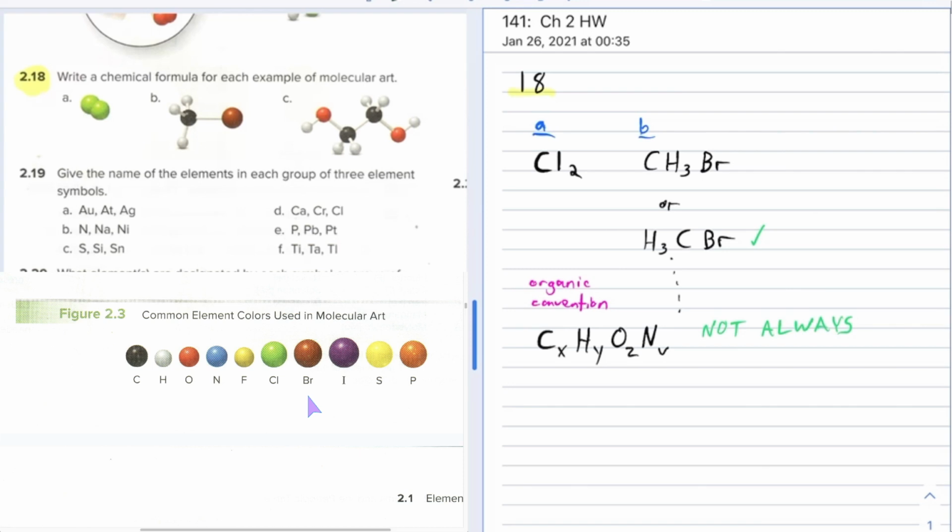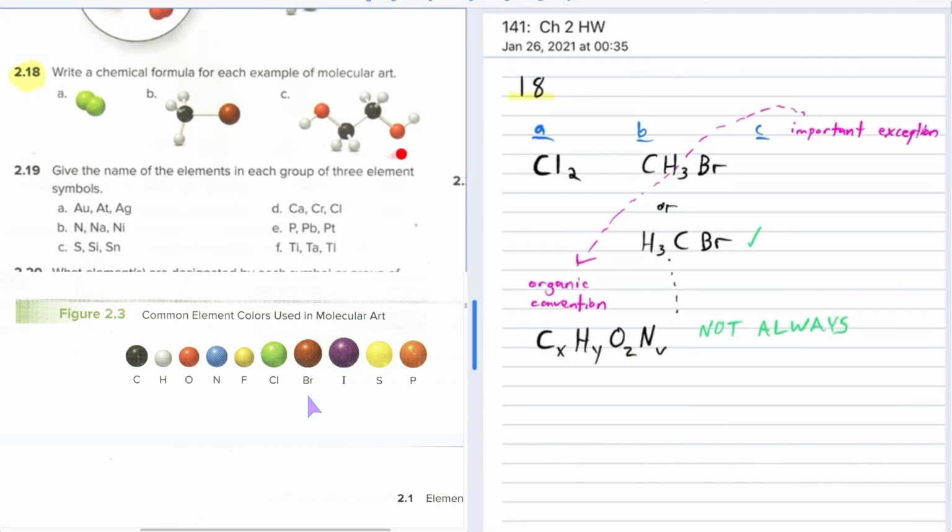However, there is one exception that is important. So C illustrates that exception. I'll just say an important exception to the convention of carbons, hydrogens, oxygens, and nitrogens.